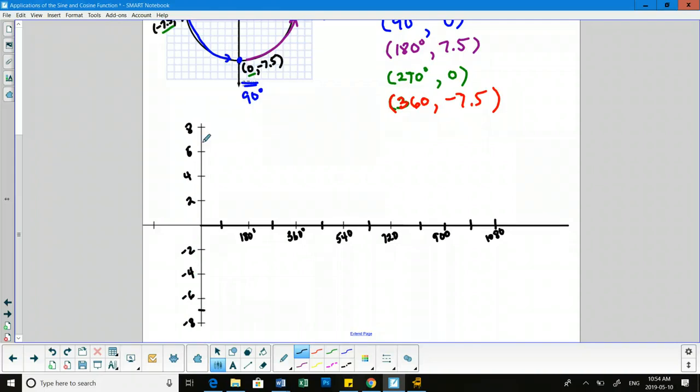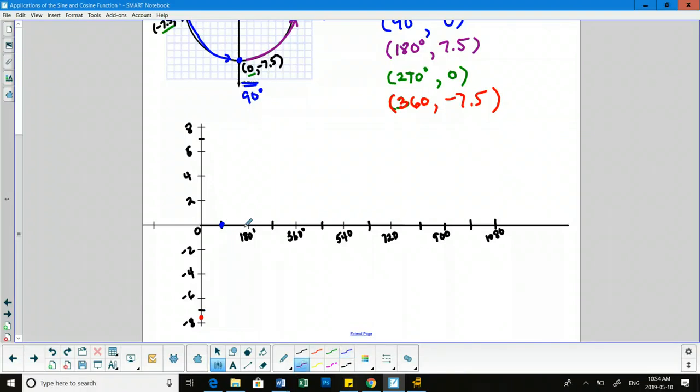Okay, so 7 and negative 7 are about here, which means 7.5 is going to be halfway between that 7 marker and the 8. So that's actually what I'm interested in. We said at 0 degrees, which is this location right here, we were at negative 7.5. So that's actually this location right here. And then at 90, we were at 0. So this is our 90.